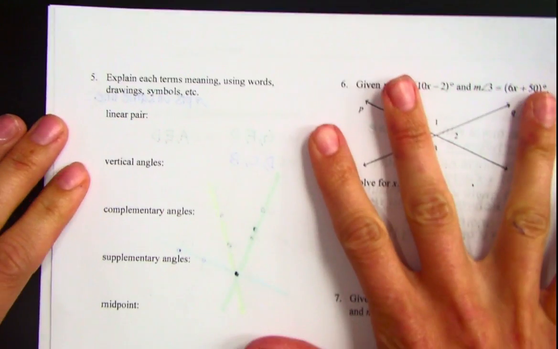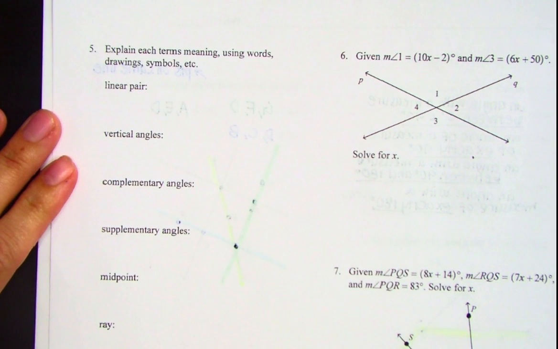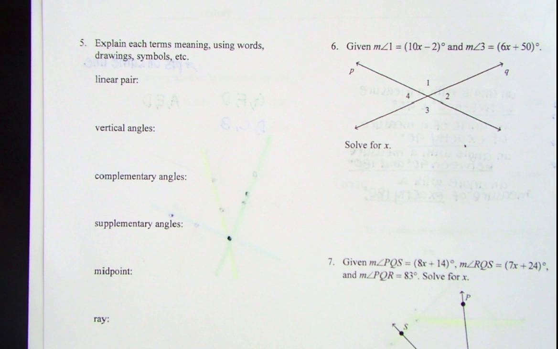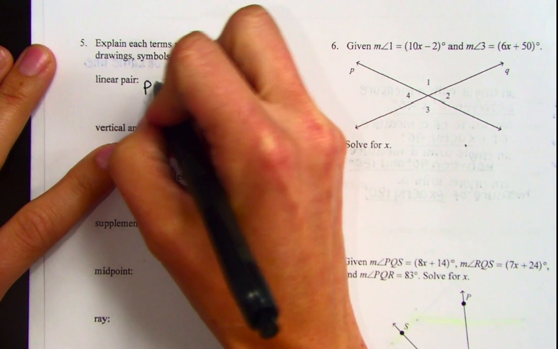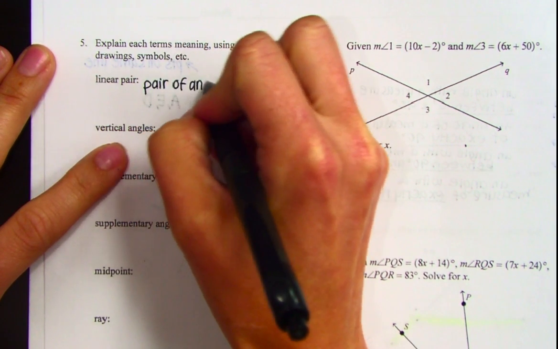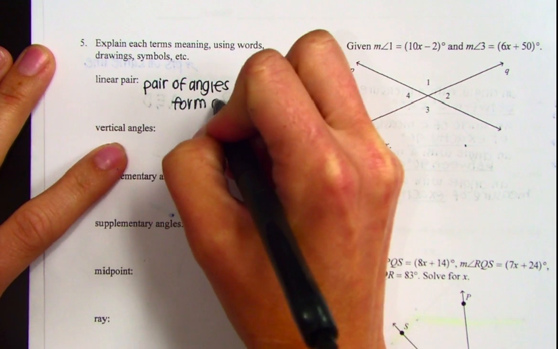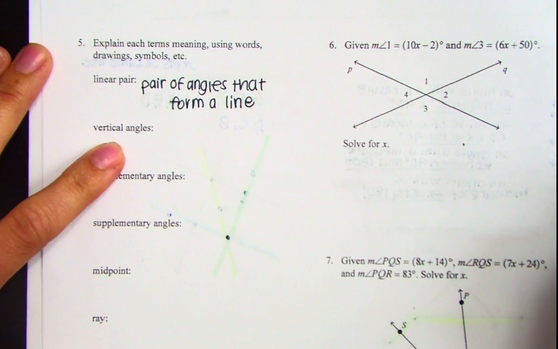Okay, number 5, mine's on the back page here because I spaced these out, gave myself some more room. Okay, so we're going to talk about all of these vocabulary words. We're going to define them using drawing, symbols, words. All right, so starting with a linear pair. A linear pair is a pair of angles that form a line.